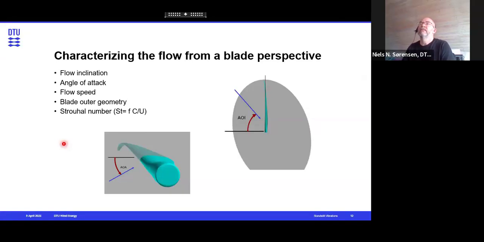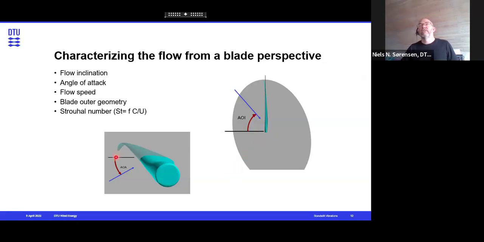Often when we discuss these things, we discuss it from a blade perspective, and then we characterize the flow by 2 angles. One angle that we call the inclination angle, which is basically the angle between the incoming wind and the blade axis. And we have it positive when the flow comes from the tip of the blade towards the root, and negative in the other case.